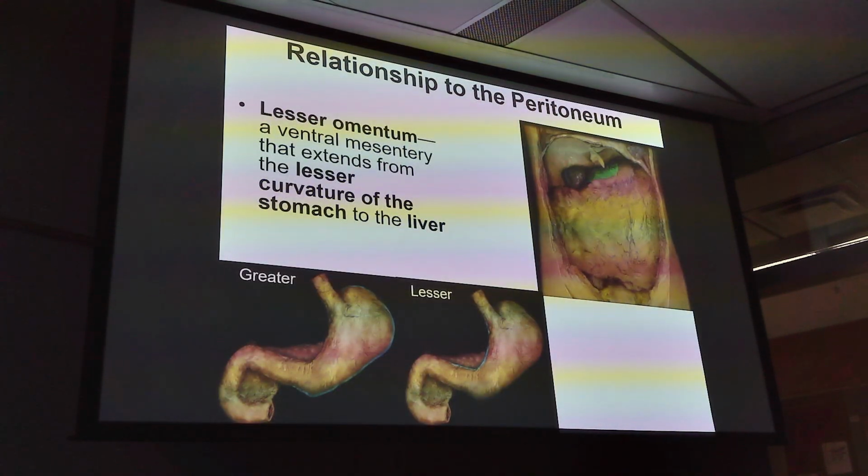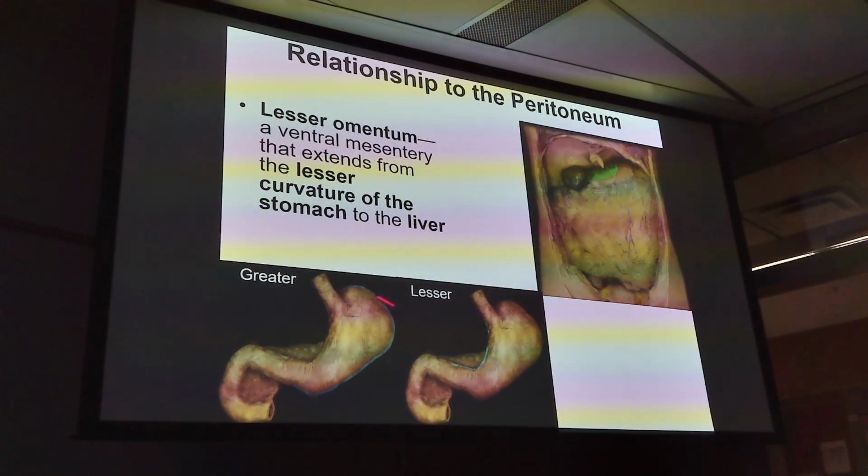Okay, the lesser omentum again hangs from, this is the stomach, hangs from here and connects this to the liver, and then the greater omentum hangs from the bottom. So this is the greater omentum, it hangs from the bottom of the stomach, really.